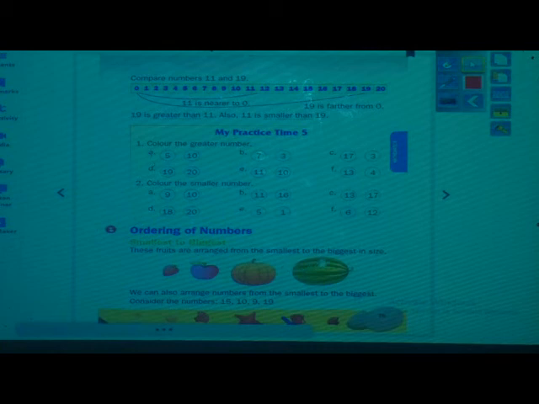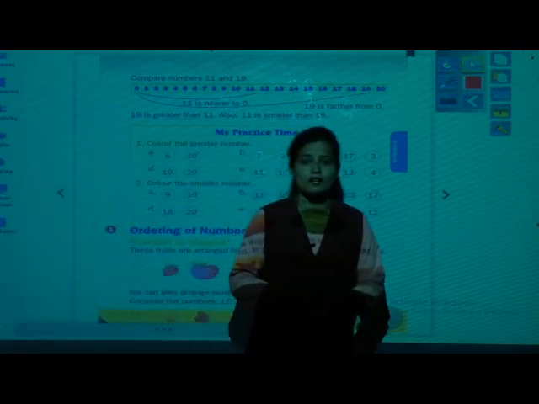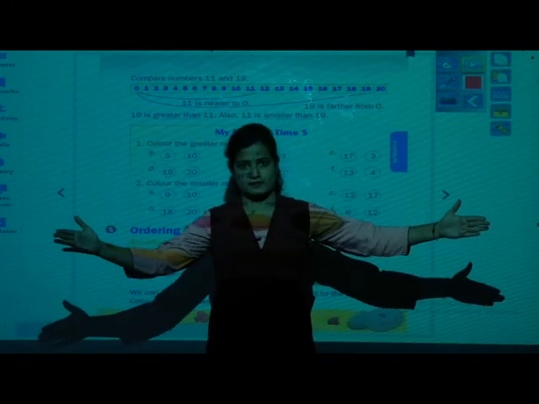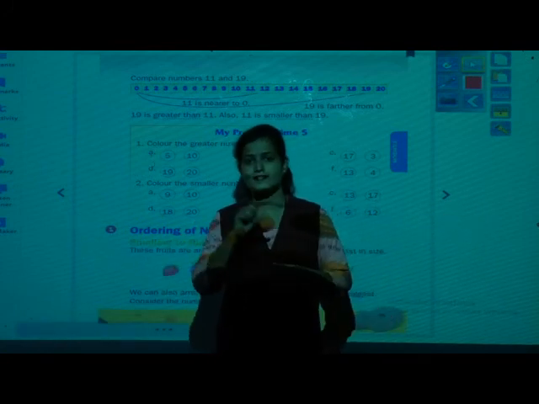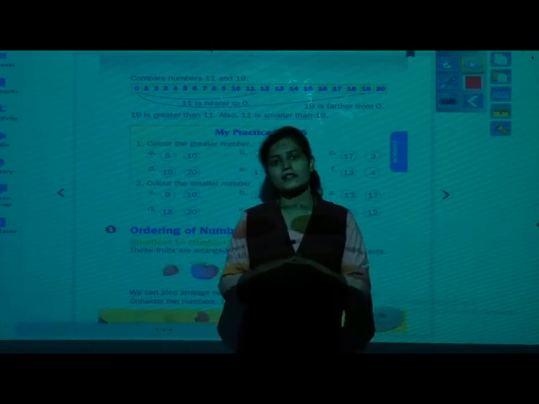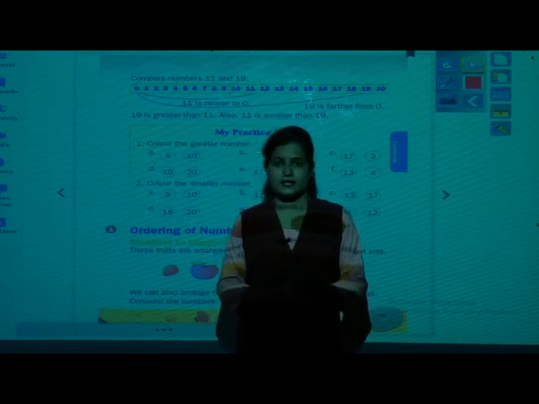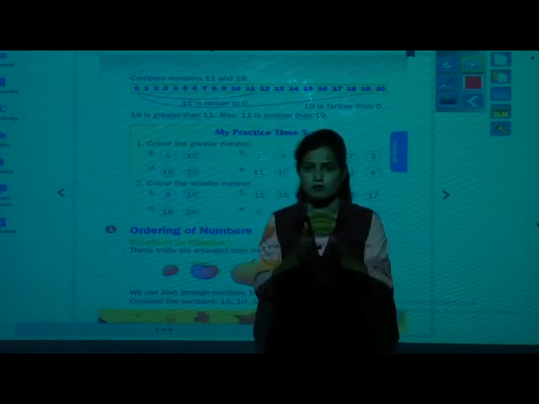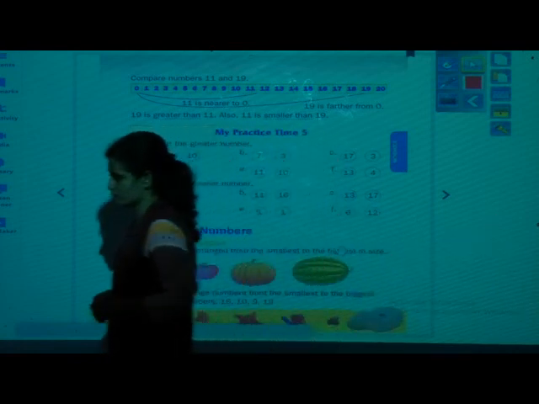That is ascending order. What is it called? Ascending order. Ascending order यानी क्या? Smallest to biggest. Ascending order means smallest to biggest. In simple language you will say smallest to biggest. In mathematical language you can say ascending order. Ascending order यानी smallest to biggest. Just remember this.